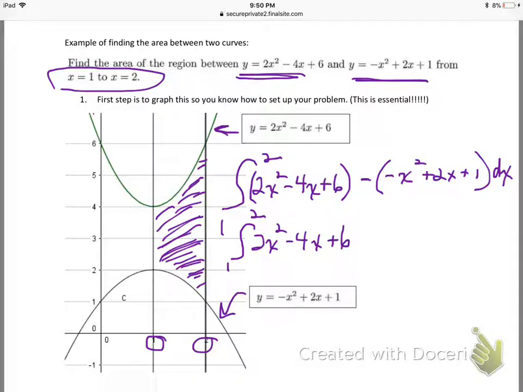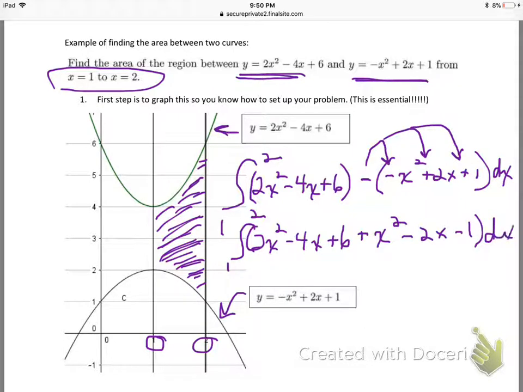Now, this negative has to be distributed one place, two places, three places. Don't miss any of these. Okay, negative times negative x squared is a positive x squared. Negative times positive 2x is a negative 2x. Negative of a positive 1 is a negative 1. Okay, all of this goes behind your dx.